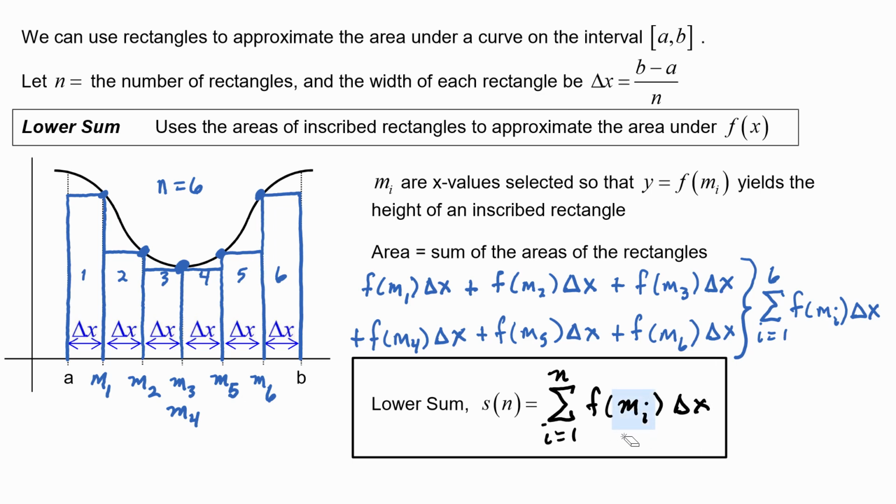And remember, the m sub i are x values selected so that y equals f of m sub i yields the height of an inscribed rectangle. All the rectangles in the lower sum have to live completely inside the area under the curve. And you choose either the left endpoint or the right endpoint of the interval so that the height at that x value stays inside the area under the curve.